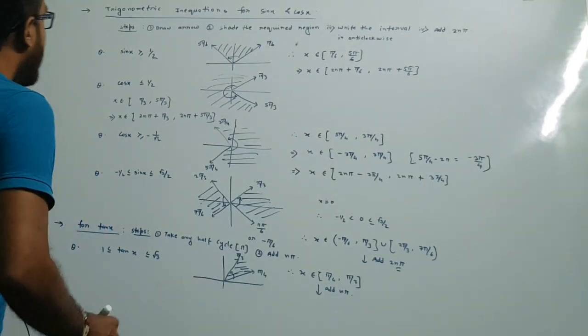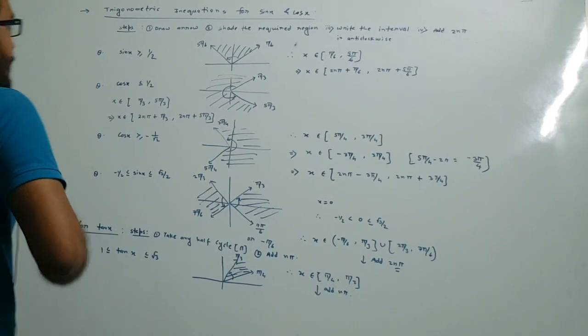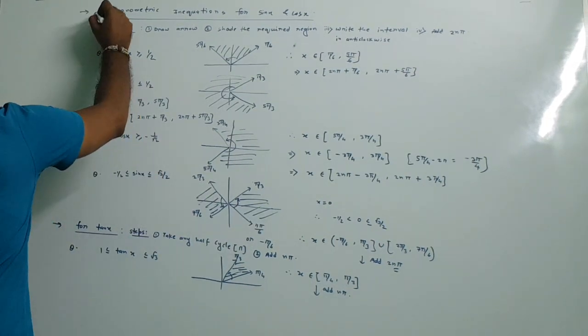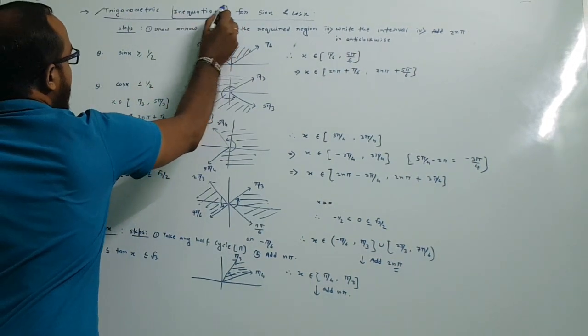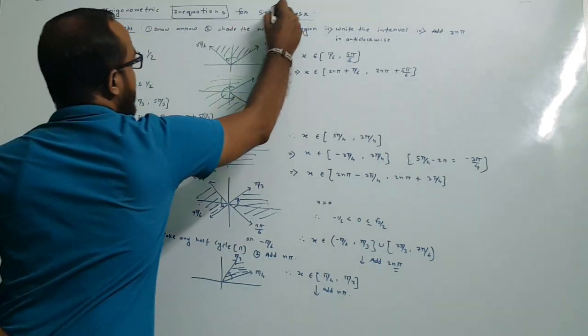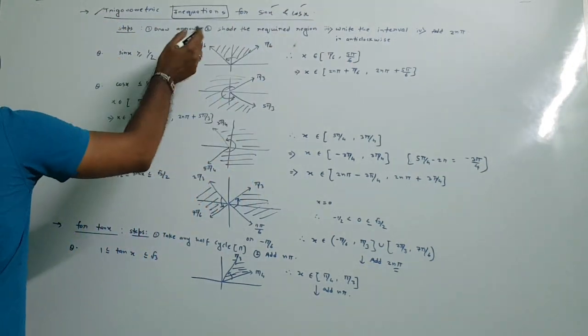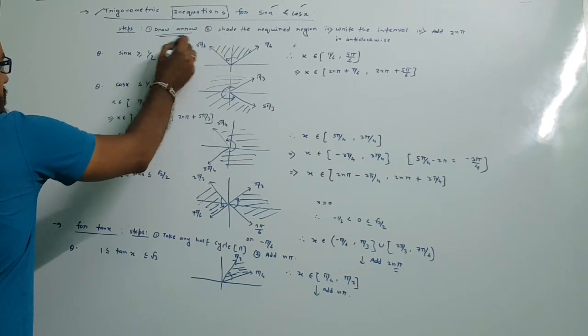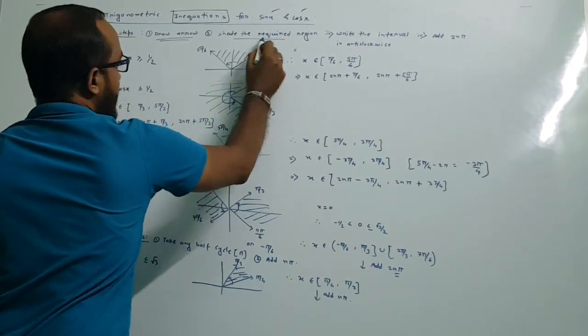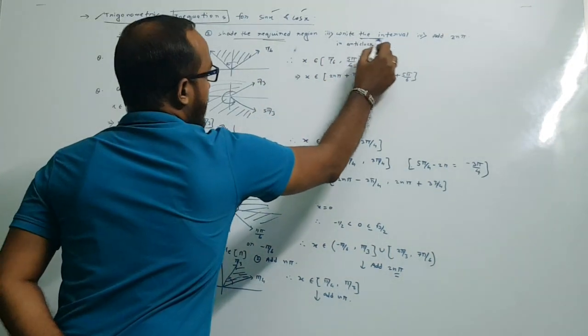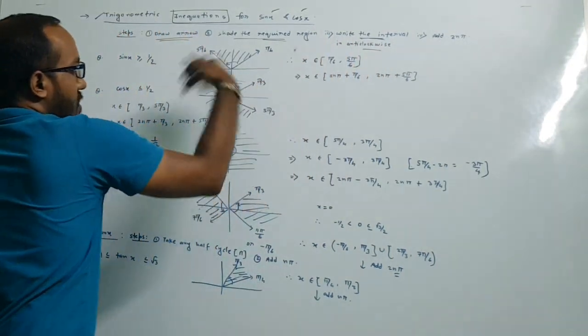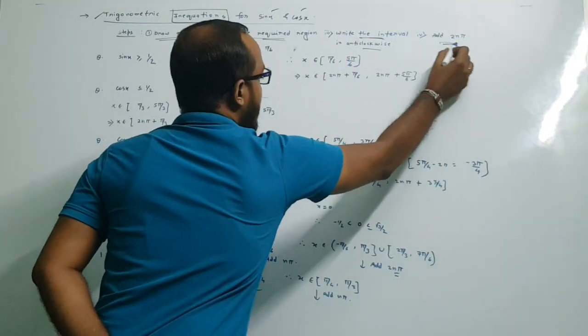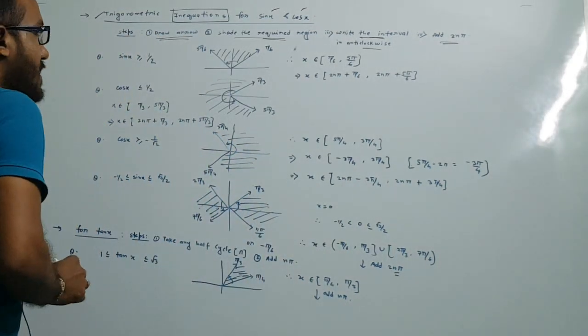So let us see one important type, trigonometric inequations. This is not an equation, it is an inequation for sin x and cos x. You have to follow some steps in order to solve this type of problem. First draw the arrow diagram, then shade the area, and take the interval in the anti-clockwise direction, and in the final step you have to add 2 n pi.